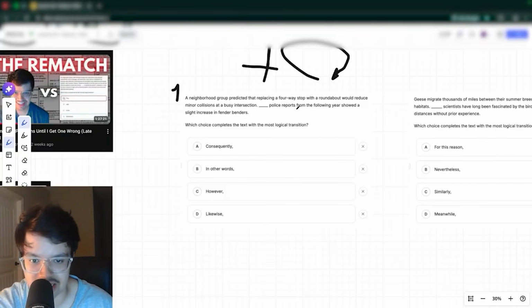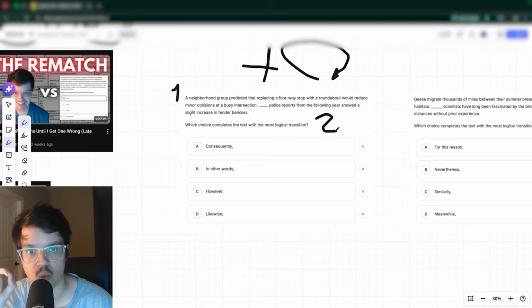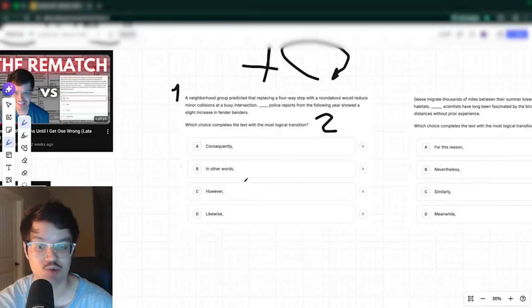So the exact opposite. And that brings me to step 2, which is you have to make a prediction for what you think the correct answer is going to be. So think in your mind, what kind of transition word would make sense to go in the blank between these two sentences? And you should do this even before you look at the choices, because here's what's often going to happen.